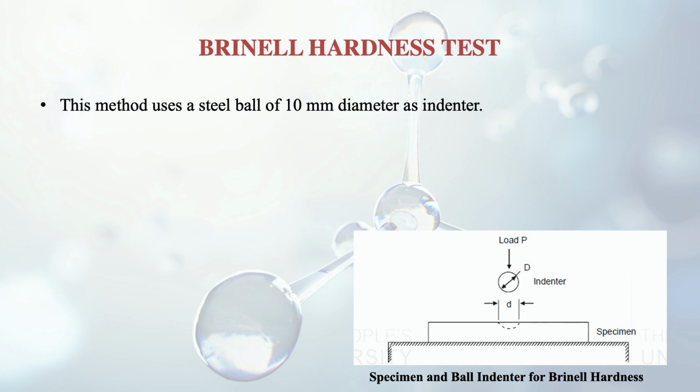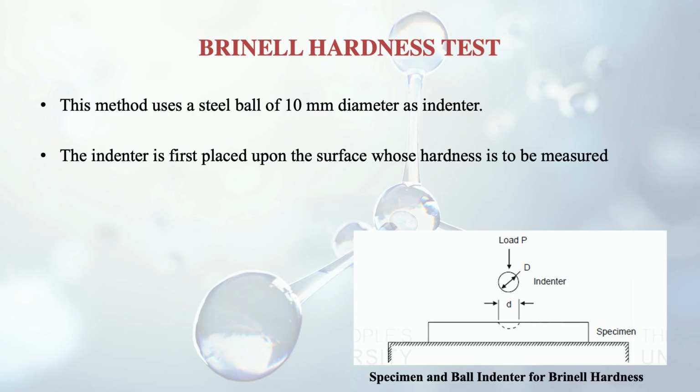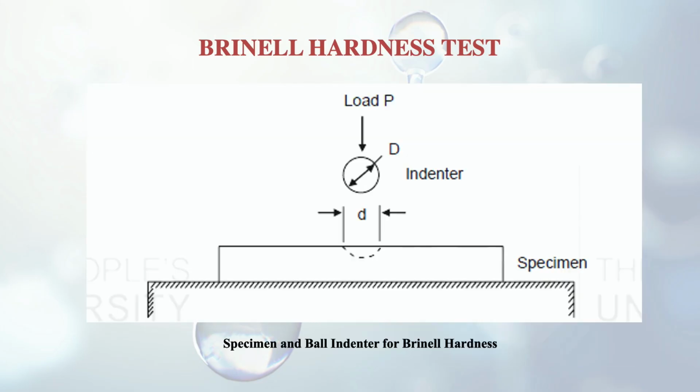So the first kind of hardness test that we are now going to discuss is the Brinell hardness test, and in this method we use a steel ball of 10 millimeter diameter as indenter. So a ball is used here and its diameter is standardized, which is 10 millimeter. So this indenter is first placed on the surface whose hardness is to be measured, like it is shown in the diagram. This indenter is placed on the surface of the specimen.